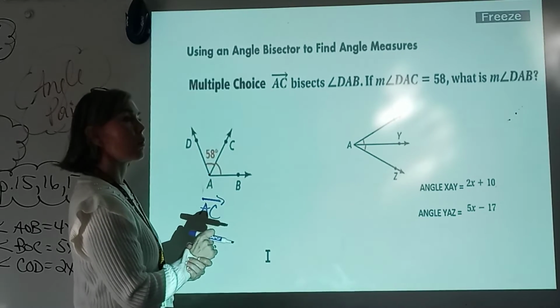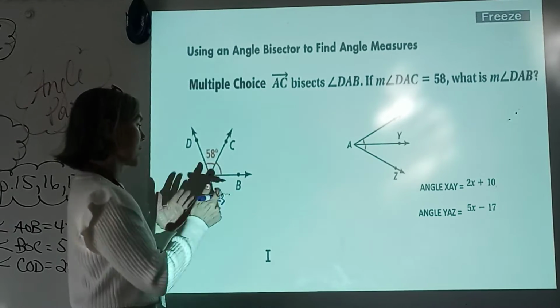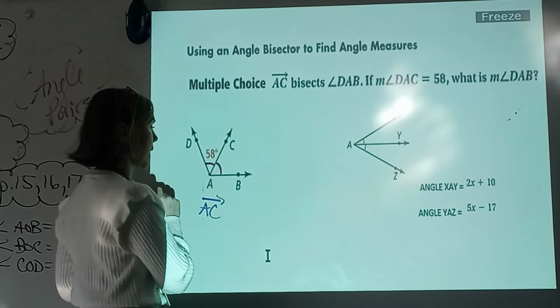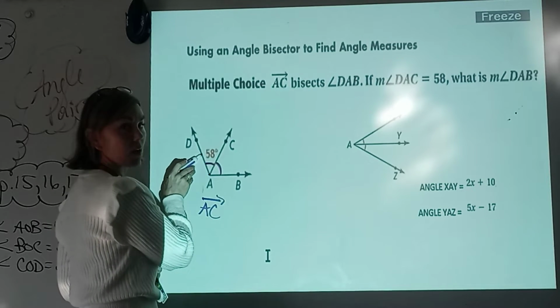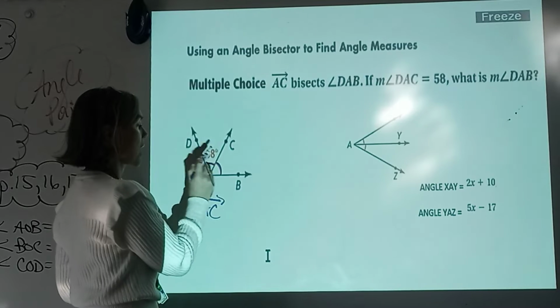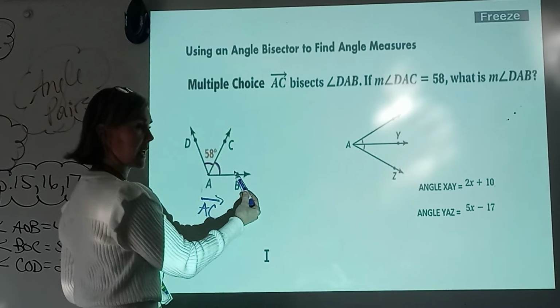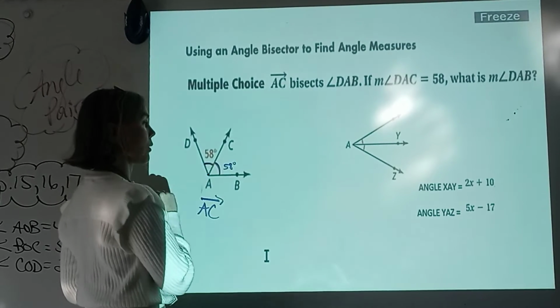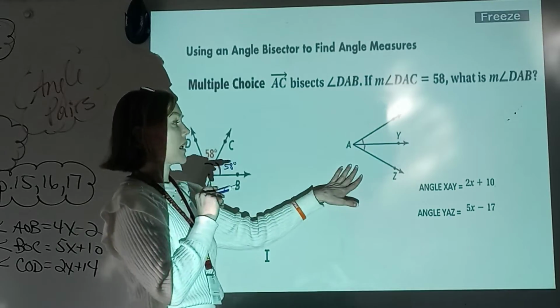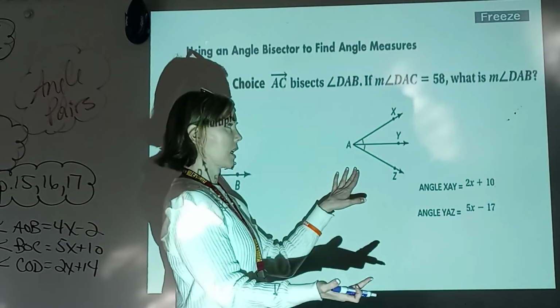Now, how we also know it's an angle bisector is because of the two congruency markings. So if angle DAC is 58 degrees, then what's the measure of angle CAB? 58 degrees, okay? But now we bring in the algebra connection.